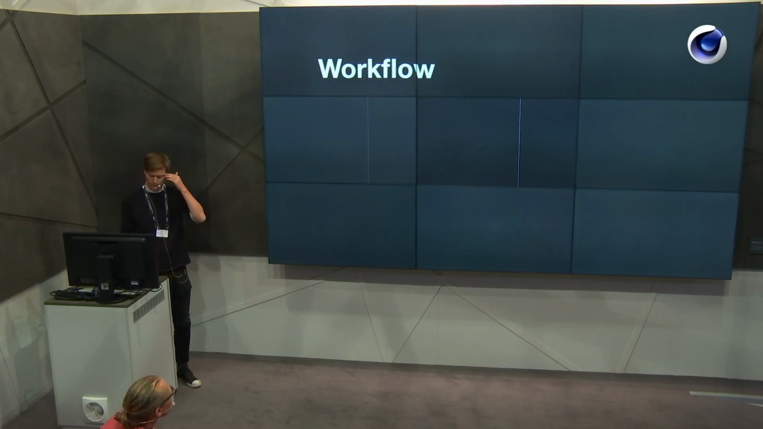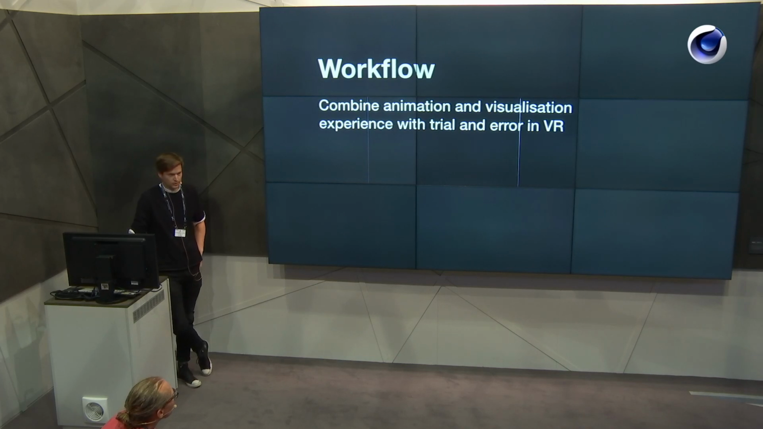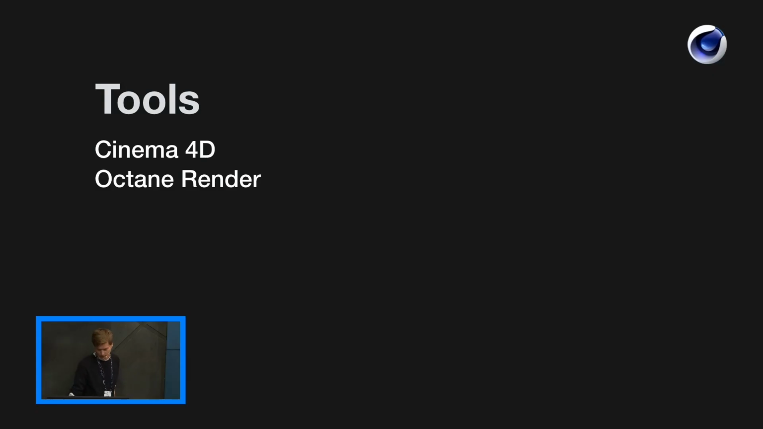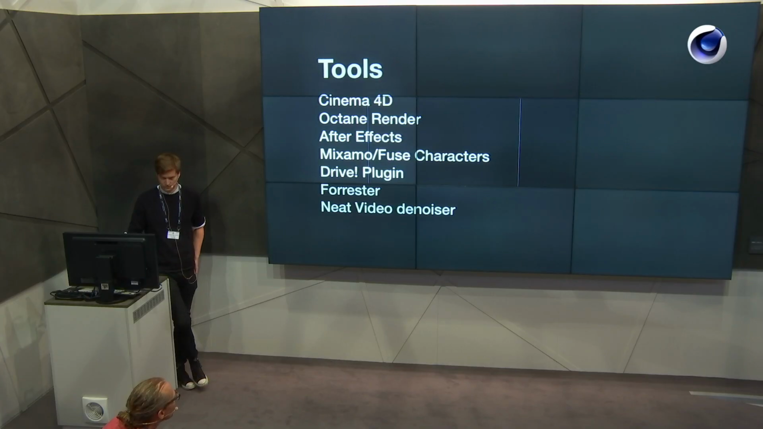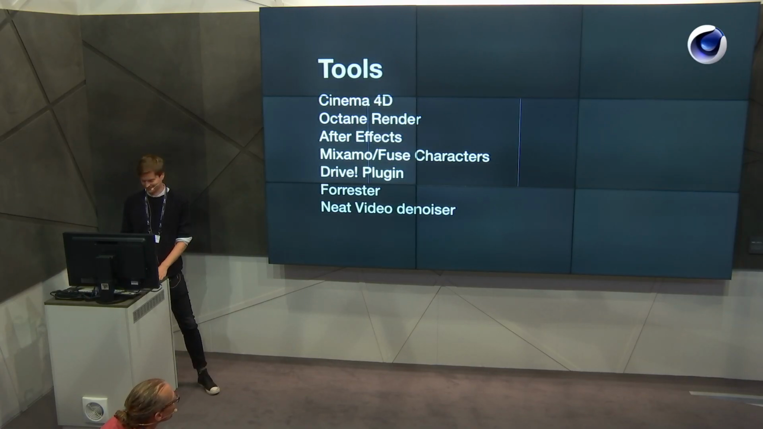So the workflow was basically just using our previous experience and adding this new VR trial and error basically. And the tools we used were Cinema 4D, we rendered in Octane Render, After Effects for the post, Mixamo and Fuse to create the characters, and the Drive plugin for the car simulation, Forester for all the trees and the nature elements, and finally Neat Video to denoise the renders.